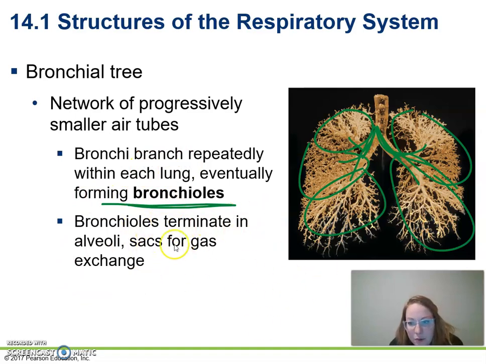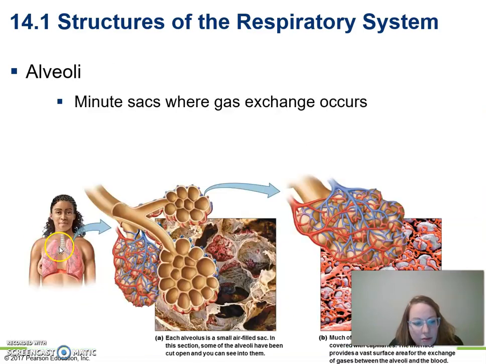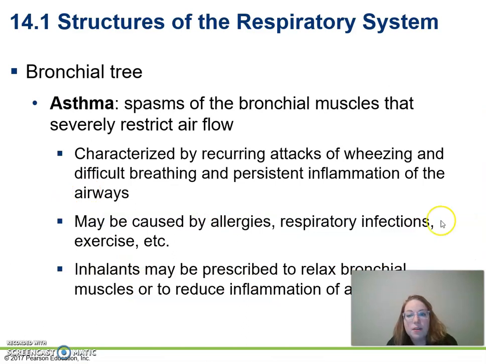And then they'll get down to where we do gas exchange. So what happens with asthma is that you've got reduced airflow as we start spasming and contracting the bronchial tubes, the muscle in there. So they're going to restrict airflow. So what you'll take is you'll take things to help relax that muscle to dilate the bronchioles.